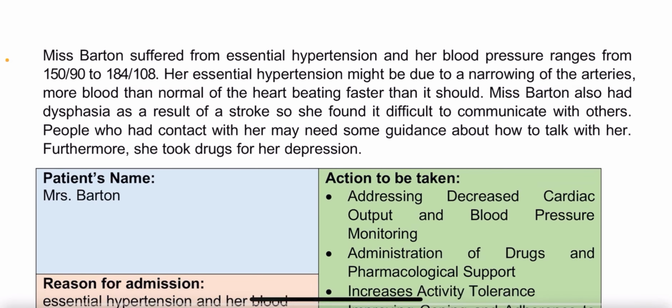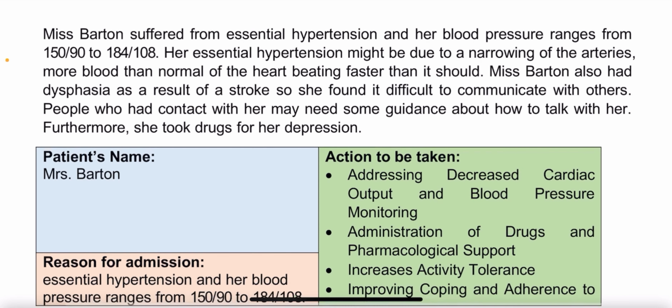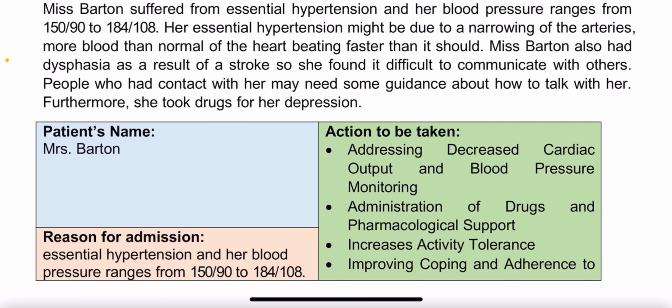Okay, case number 2. Miss Burton suffered from essential hypertension and her blood pressure ranges from 115 per 19 to 184 per 108. Her essential hypertension might be due to the narrowing of the arteries, more blood than normal, or the heart beating faster than it should.